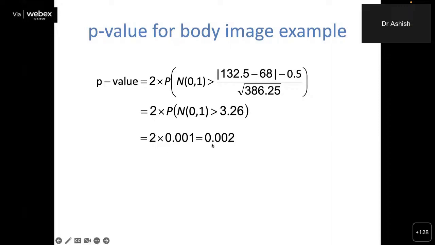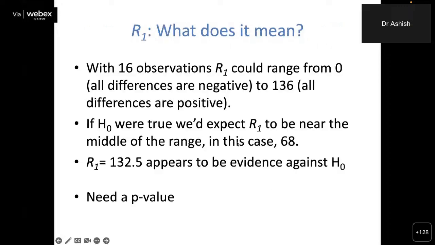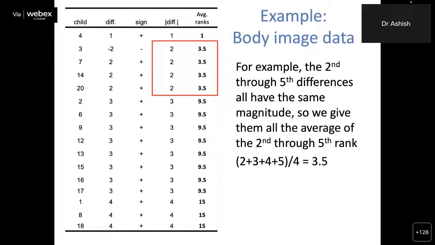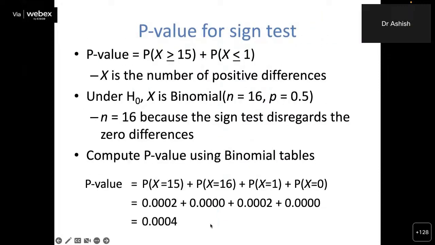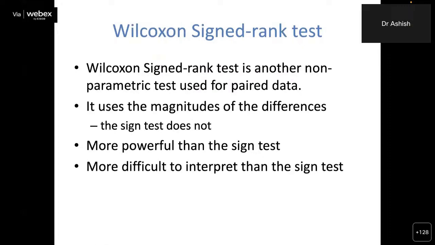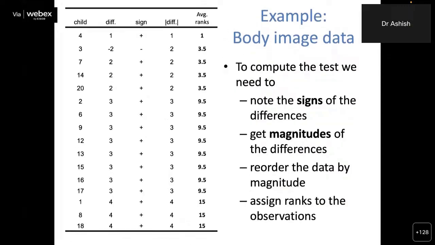But if you look at the p-values, here the p-value is 0.002. When we did the same data set using the sign test, you look at this p-value, it is 0.0004. So some amount of overestimation of the p-value was there, which is taken care of by the Wilcoxon signed rank test. So this test is considered to be more powerful compared to your sign test, although it is a little bit more difficult to calculate. But nowadays we are using software to calculate the p-values.